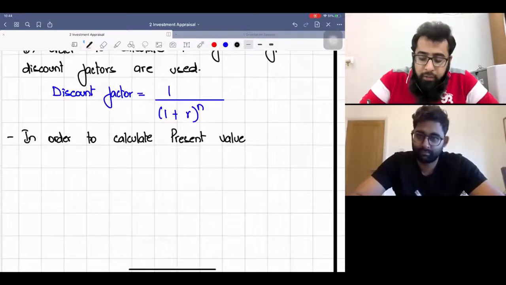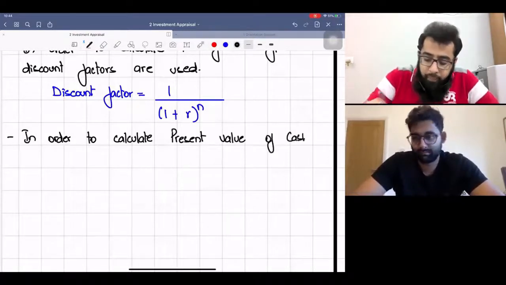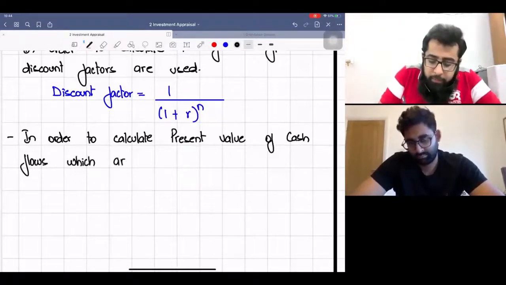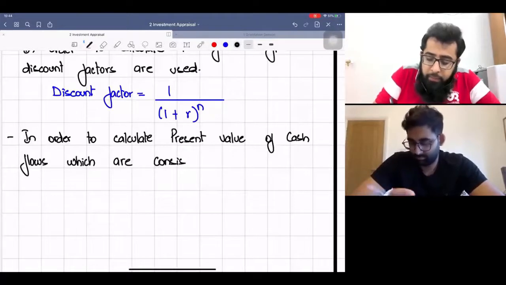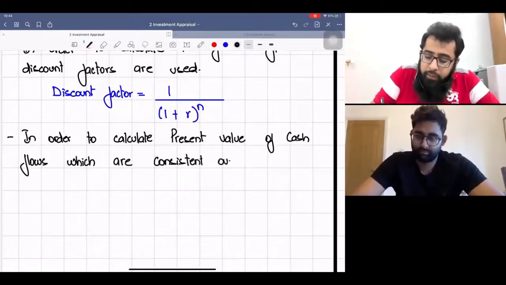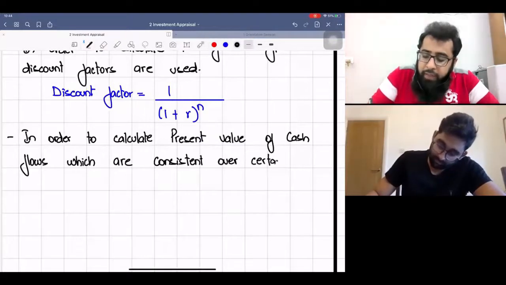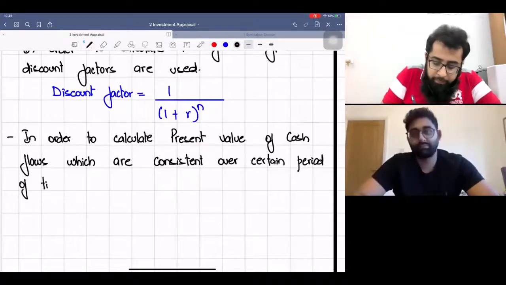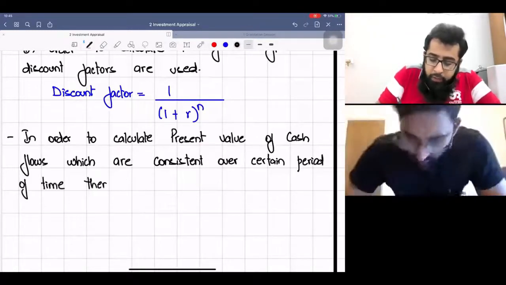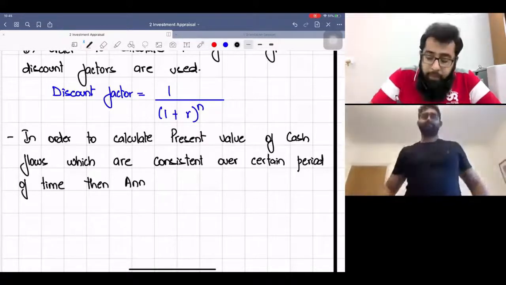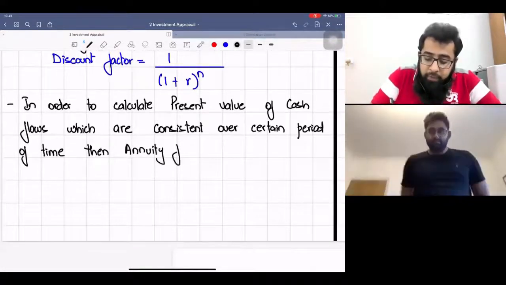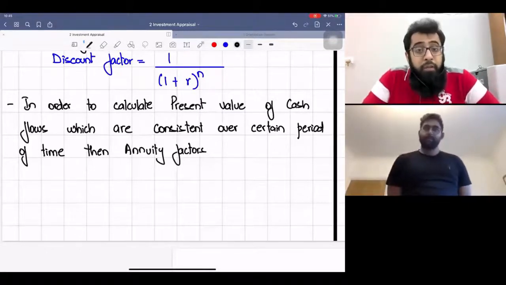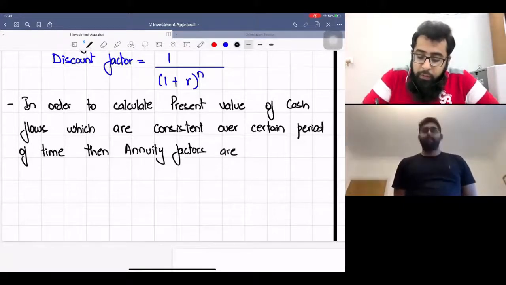In order to calculate present value of cash flows, which are consistent over certain period of time, annuity factors are used. Okay. Then I hope you also remember that when we have to calculate the present value of cash flows, which will remain consistent forever, we use perpetuity factor.